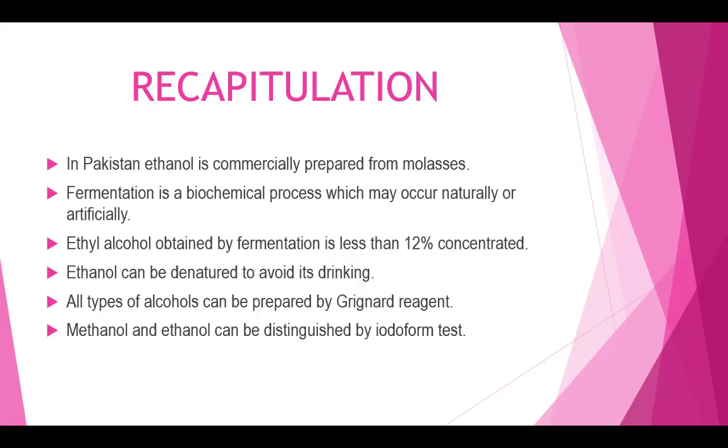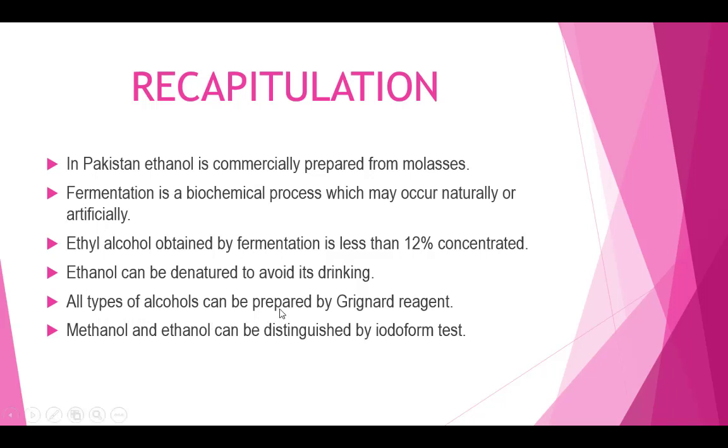Ethyl alcohol obtained by fermentation is less than 12% concentrated, and its concentration can be increased by repeating the process of distillation. Ethanol can be denatured to avoid its drinking. How can it be denatured? By the addition of 10% methanol, which is dangerous to human health.